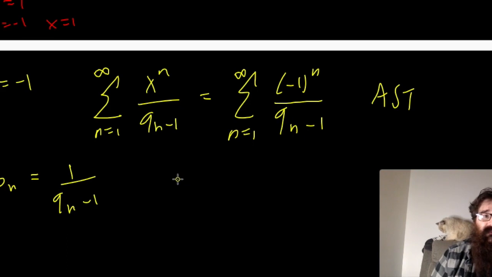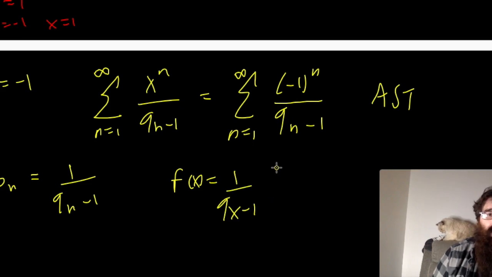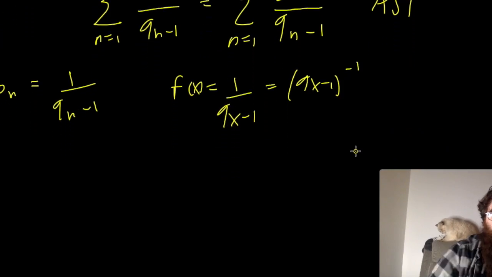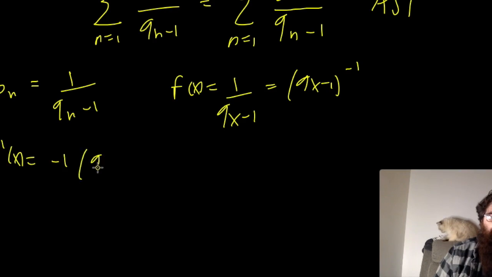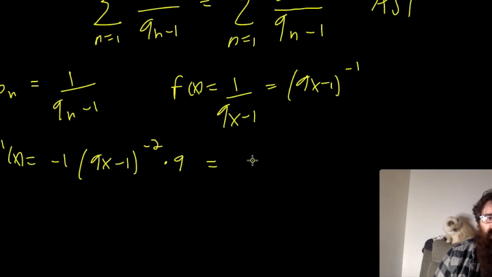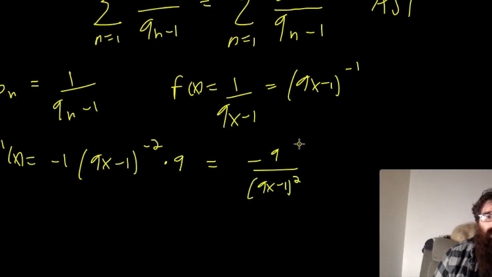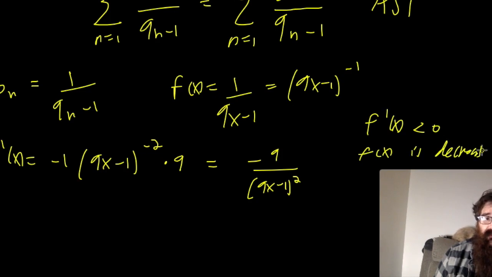So we could model this by some function of continuous variable x, 1 over 9x minus 1. Or I could write this as 9x minus 1 to the power of -1. And I can find the derivative. So f prime of x is going to give me -1 times 9x minus 1, all to the power of -2, and then times the inner derivative, which is 9. Or I could write this as -9 over 9x minus 1 squared. We'll say, well, the derivative is negative. So since f prime of x is negative, this means my function is decreasing.